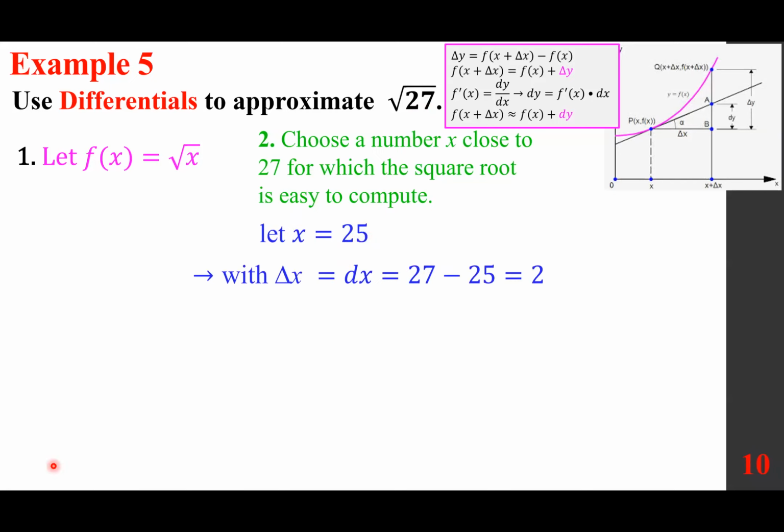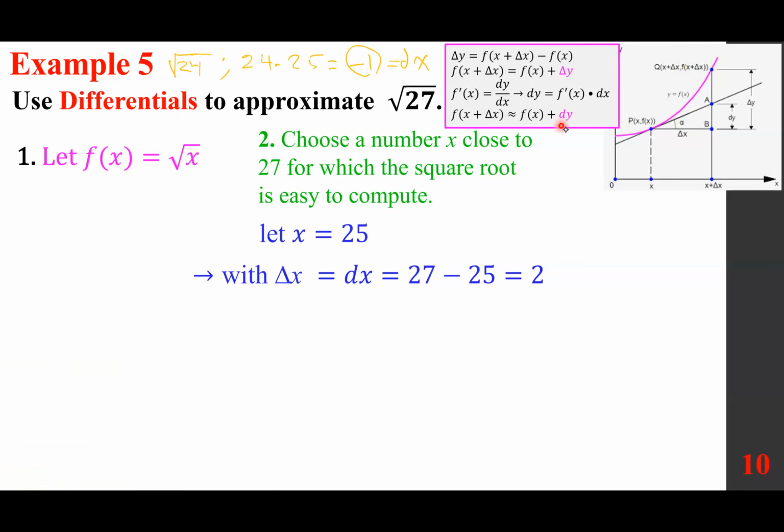Again, as an example, if we were interested in square root of 24, then 24 minus 25 equals minus 1. This would be dx or delta x. Be careful with that. So what do we need to do now that we have the choice of x? Delta x or dx has been calculated. We are going to go with delta y.